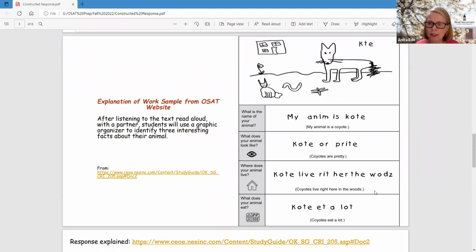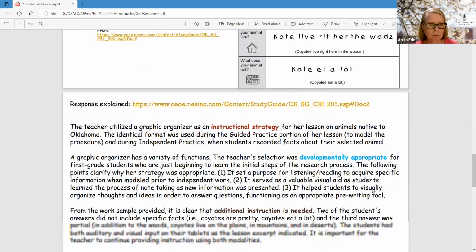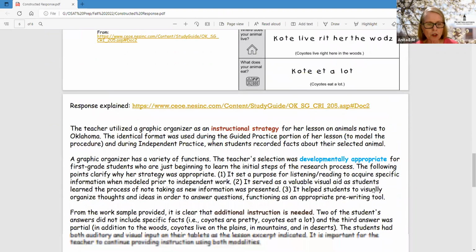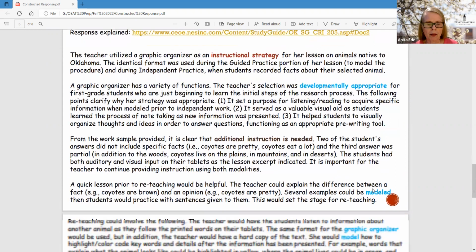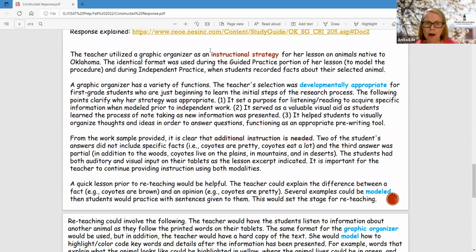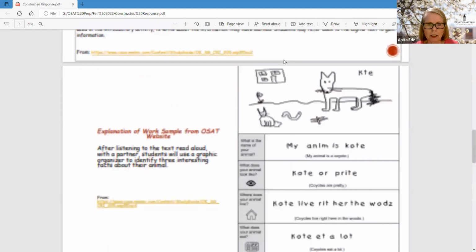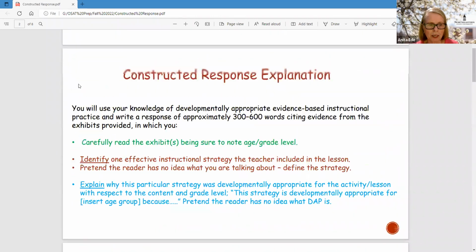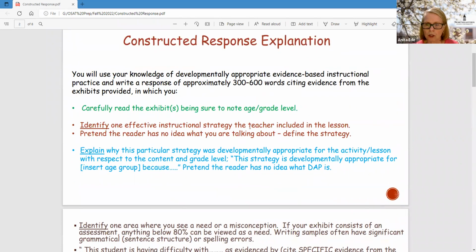So let's look at the sample response. That's also right on the OSAT website, because I really want to point out to you the specific pieces that you need to look at. Okay, so the first piece, the teacher utilized a graphic organizer as an instructional strategy. Remember, instructional strategy is the very first thing here that you're going to look at. You're going to look at the instructional strategy.